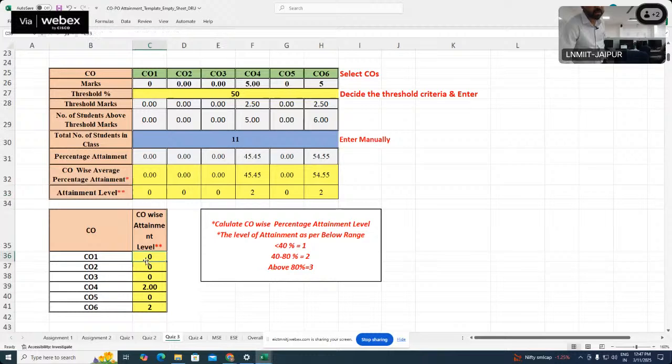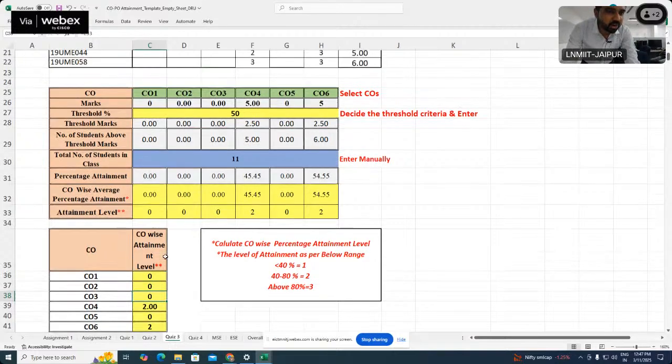Okay, so this is reading, basically. This cell is reading what is the entry here. This cell is reading what is the entry here, D33. This cell is reading what is the entry at E33, and so on and so forth. Okay, so let us see.